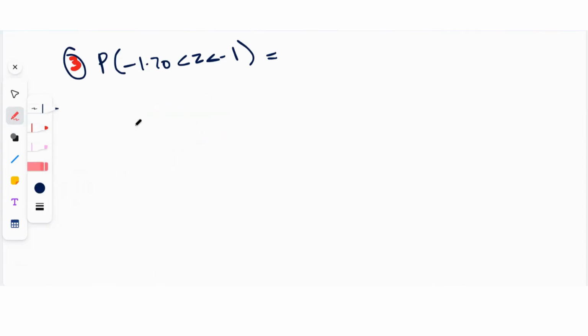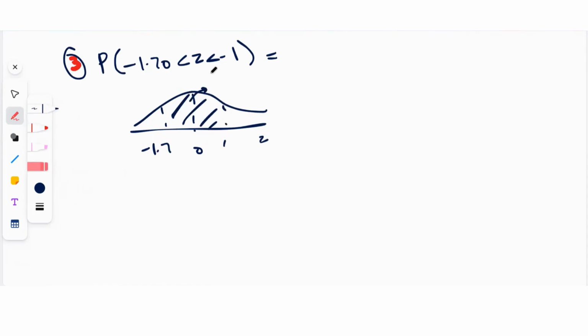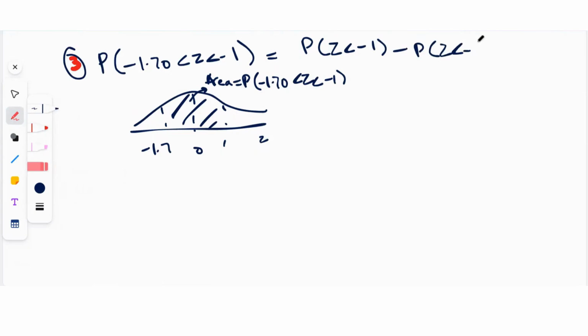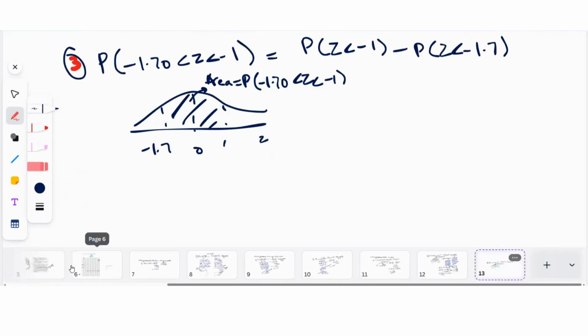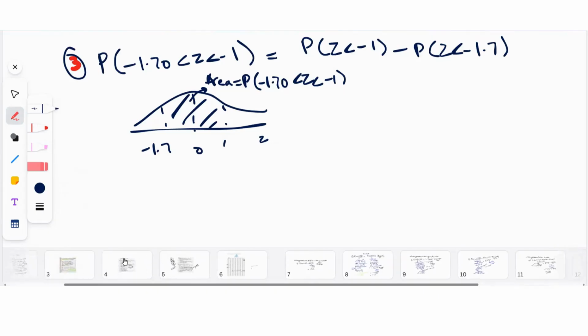Let's just erase this and make it again. Right, so this is 0, this is minus 1.7, this is minus 1. We know this area represents the probability z is greater than minus 1.7 and less than minus 1. So I can write this probability as the probability z is less than minus 1 minus the probability z is less than minus 1.7.